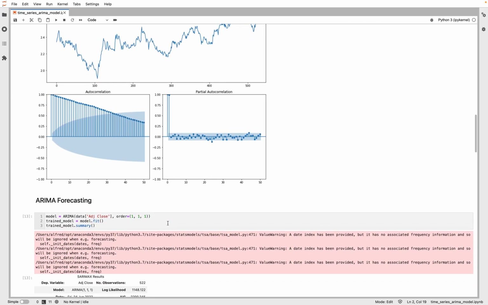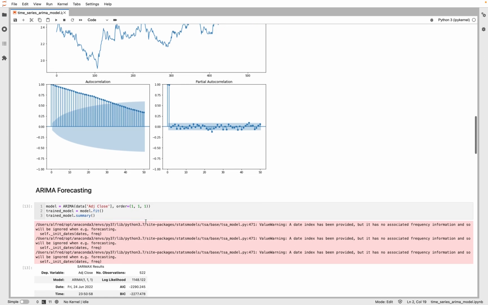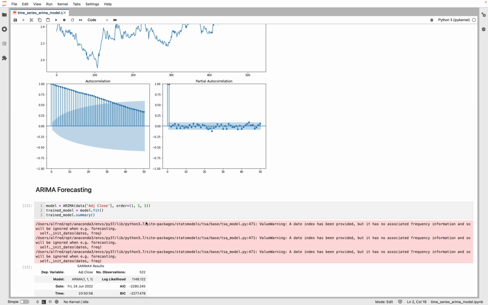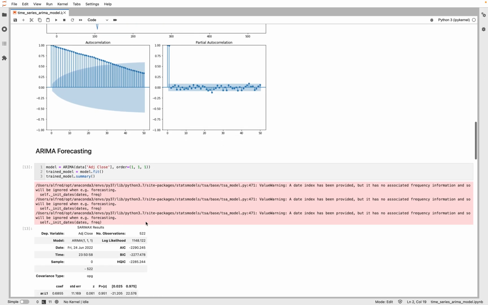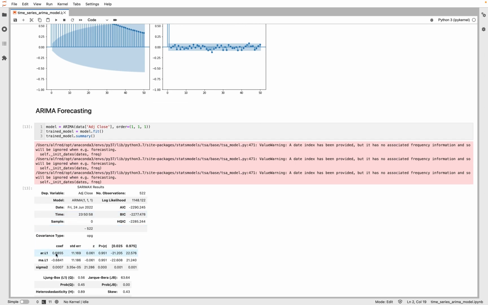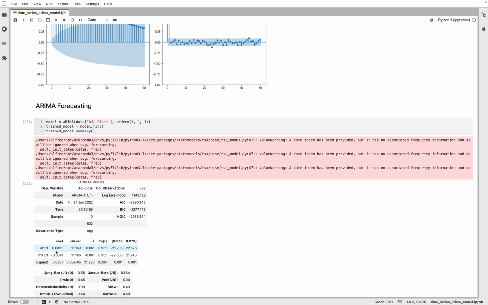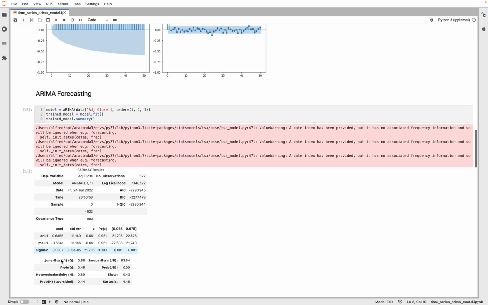Next, we will try to model the time series using the ARIMA model with an order of 1, 1, 1. We fit it to the historical time series data and the coefficients are shown below. The AR coefficient is 0.68 and the MA coefficient is -0.68.